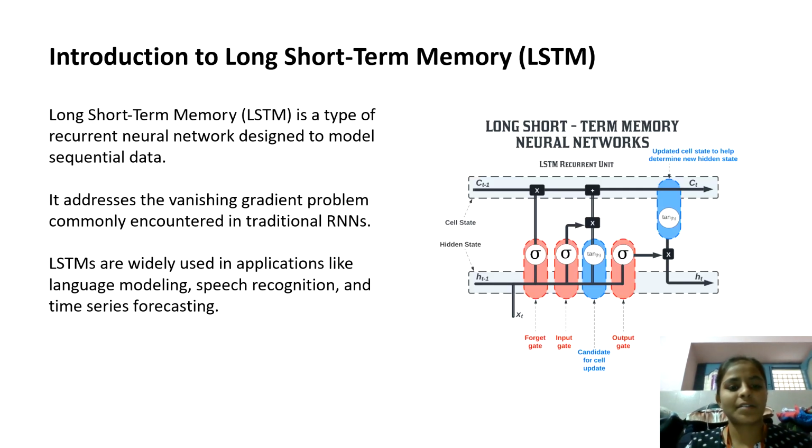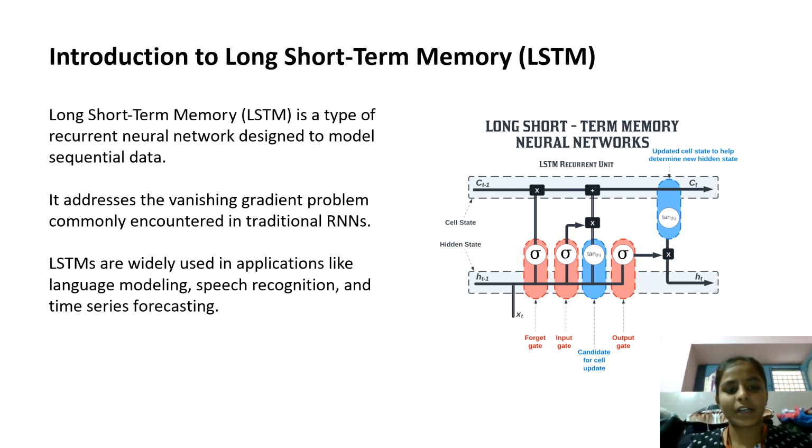So LSTM is commonly called long short-term memory. It is a type of recurrent neural network, or RNN. It is designed to work with sequential data. Sequential data means data where the order of information is important. For example, sentences, speeches, and time series data.